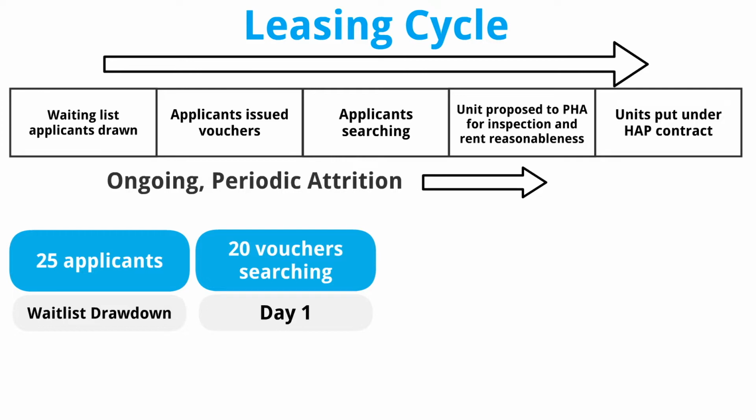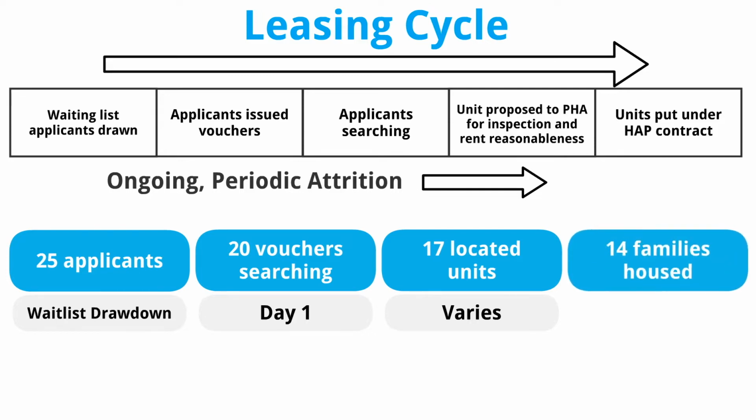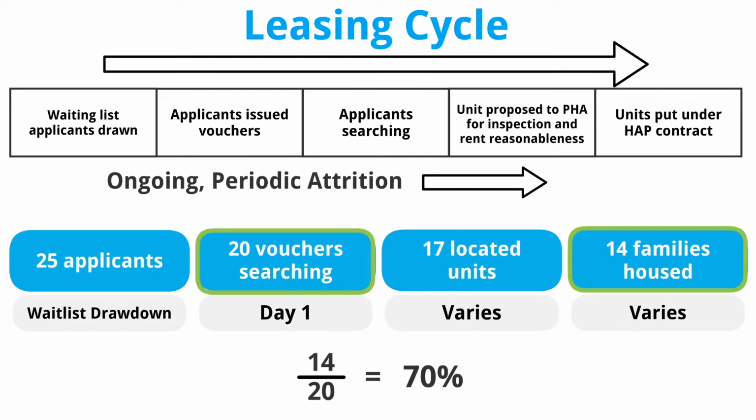Now, continuing with the example, 17 households find units with landlords interested in leasing to them and submit a request for tenancy approval. But 3 of those never pass the PHA inspection, and the families never locate a unit and give up the voucher. The remaining 14 of the original 20 families issued a voucher successfully rent a unit. The success rate would be 14 out of the 20 households issued a voucher, or 70%.